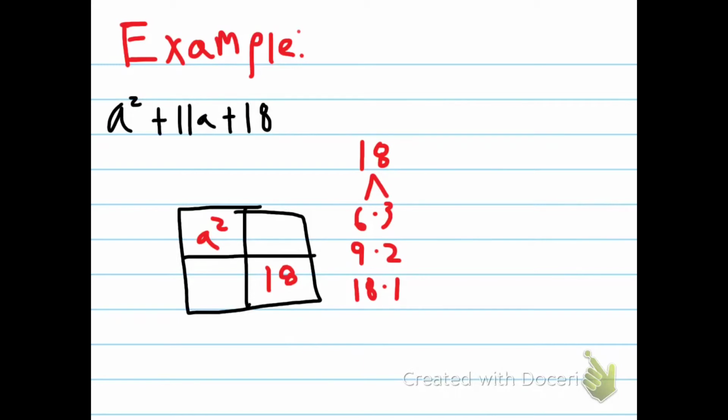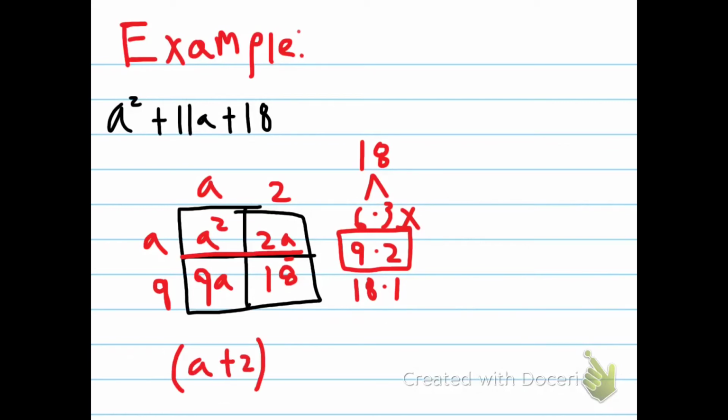And so when we add 6 plus 3 together, that will be 9. So we know that's not it. 9 plus 2 is 11. And then 18 plus 1 is 19. So 9 plus 2 is our factored pair that we have to use. So I'm going to put 2a on the top, and then 9a in this box here. So what they have in common, their greatest common factor, is a, and then a times what equals a squared, that will be a, and then 2a, because 2 times a is 2a, and then you put 9 right here because 9 times a is 9a, and then 9 times 2 equals 18. So our answer is a plus 2, and then a plus 9.